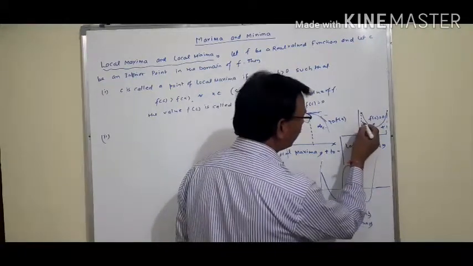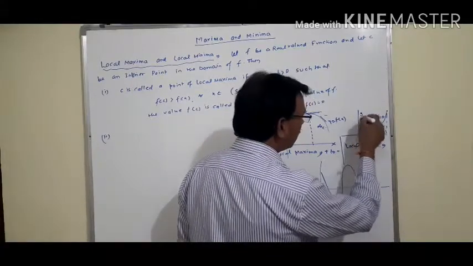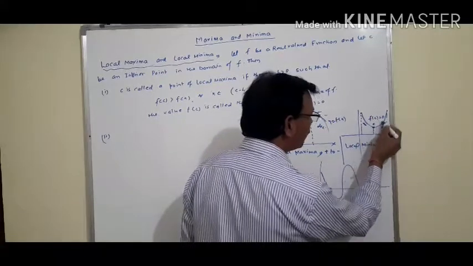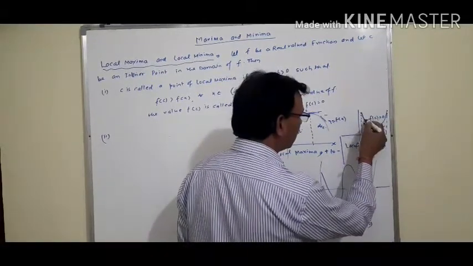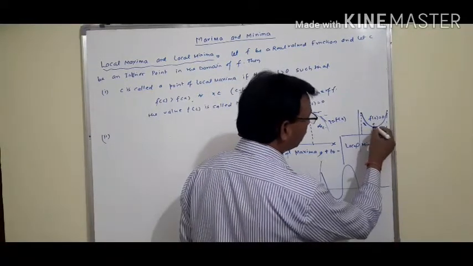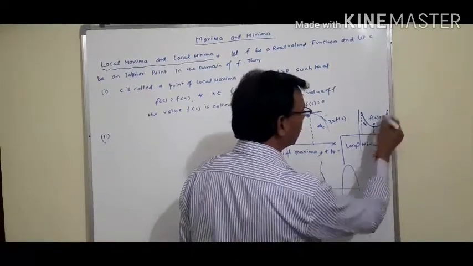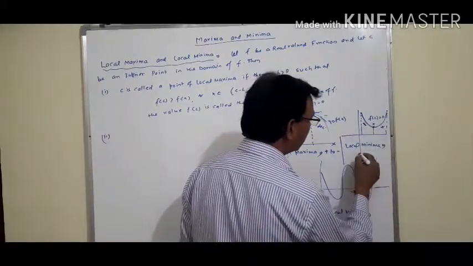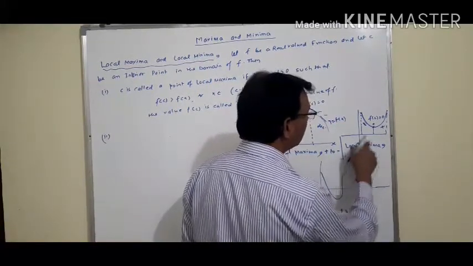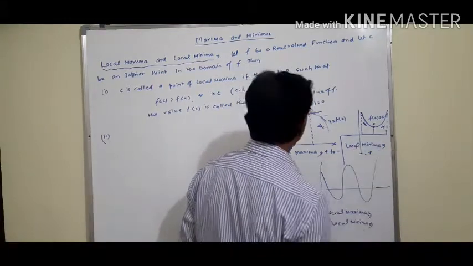Now you can see here that the sign changes from negative to positive. That means the function is decreasing until this point, and when you go forward from this point, the function is increasing. That means the sign changes from minus to plus, negative to positive. Then at this point the function will be a local minimum.